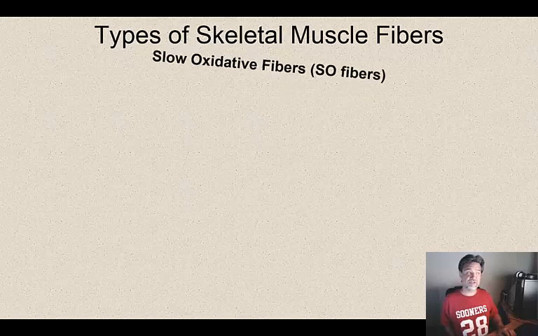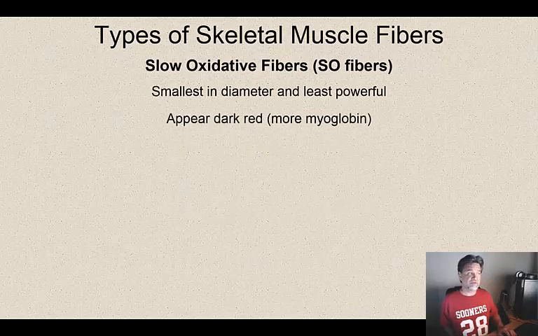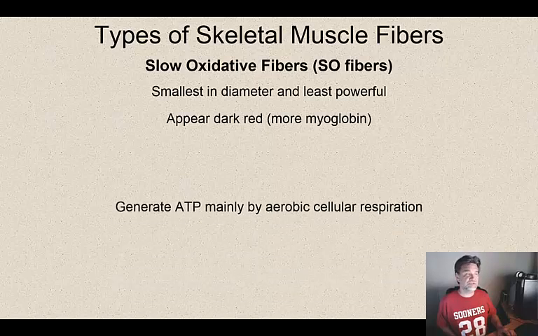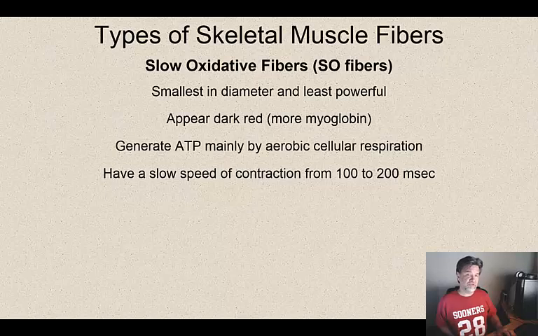They are the smallest in diameter, and least powerful. As for their other properties, they appear very dark red because they're going to have tons of myoglobin in them. The name should probably give that away. Oxidative, oxygen requiring, so you would think they're going to have lots of blood vessels to deliver that necessary oxygen, and lots of myoglobin as well. Both of those contribute to the dark red appearance. Since they are slow, we're going to be talking about mostly aerobic respiration. They have a slow speed of contraction.